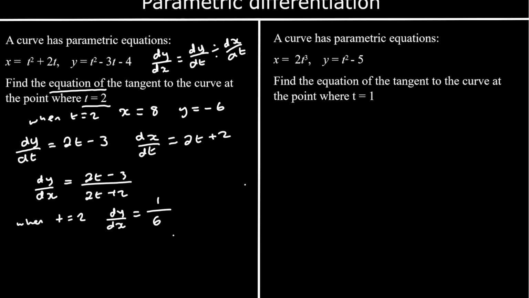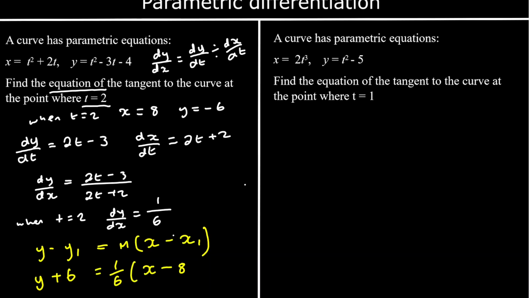So now we just substitute in y minus y1 is m times x minus x1. So y plus 6 is a 6th times x minus 8. And we could rearrange that to give it in another form, but I will leave it as it is.